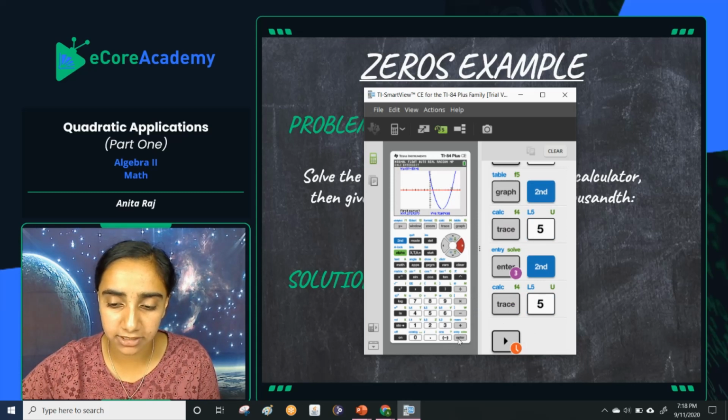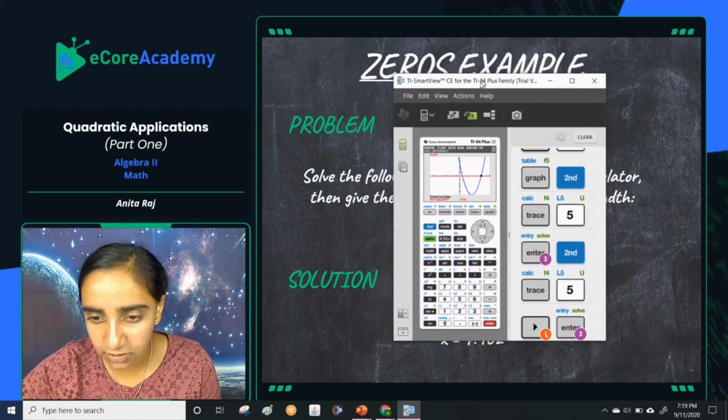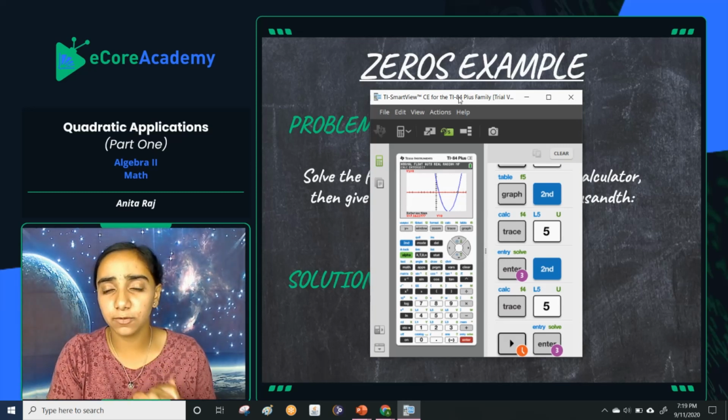Now you're going to hit enter 3 times. 1, 2, 3. And you should get that second answer I got down here, 7.162. You can just round to the nearest thousandth. So that is how we found the two intercepts.